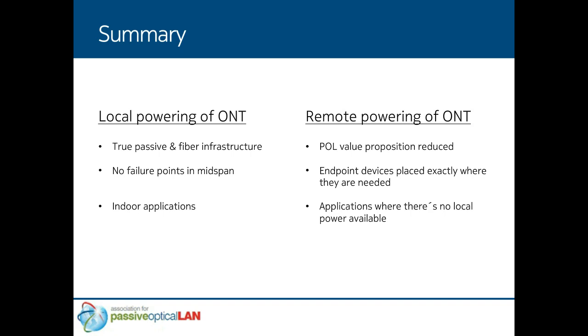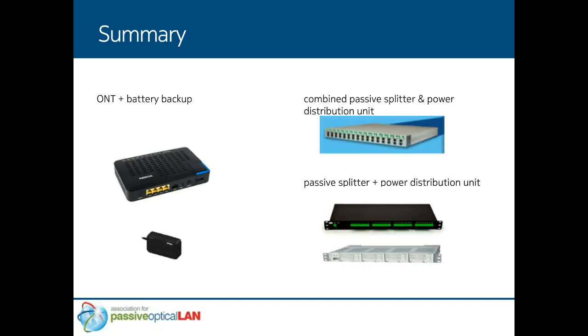Okay, so I've been talking about the different powering options of ONT, so I wanted to share a couple of examples with you. On the left-hand side, you have a typical POL ONT with 4 GE ports and PoE support and a battery backup. On the right-hand side, you have the combination of passive splitters and power distribution units. And the top picture, for example, is an integrated passive splitter and power distribution unit. And this brings me to the end of my presentation.